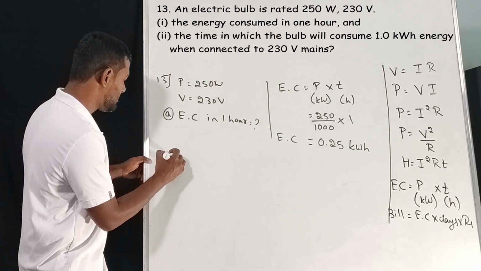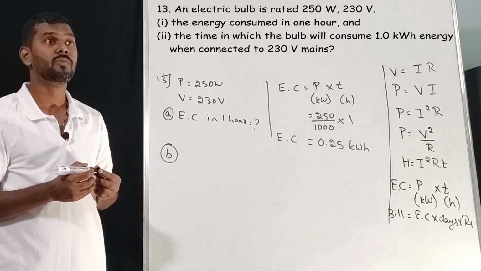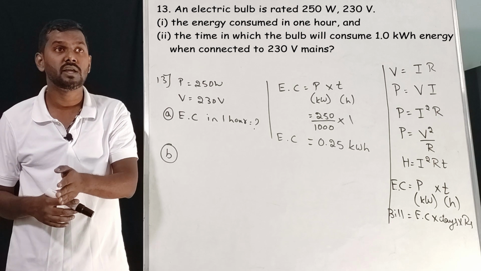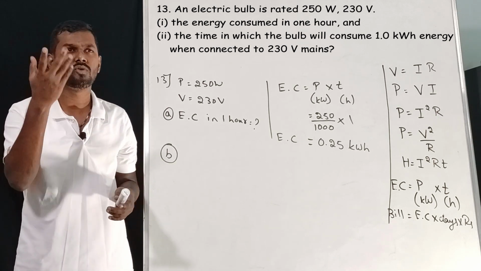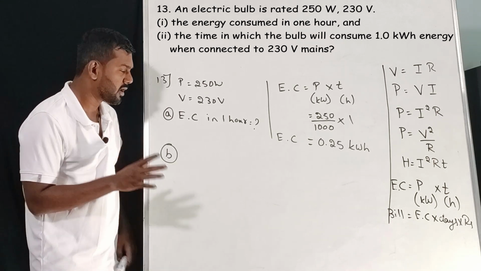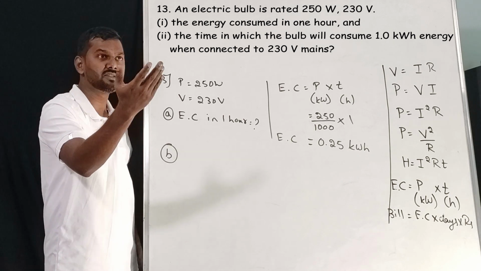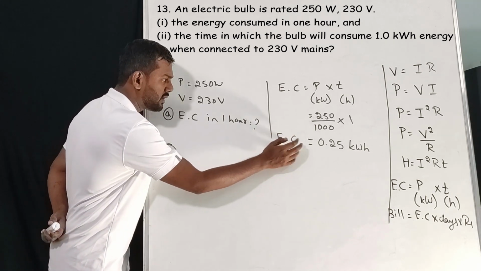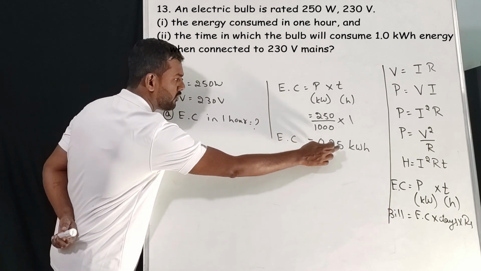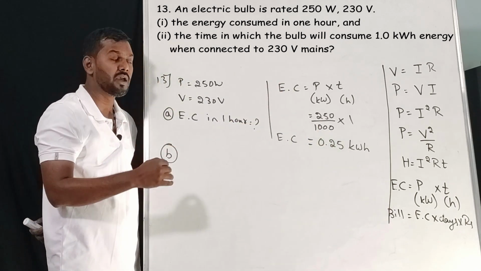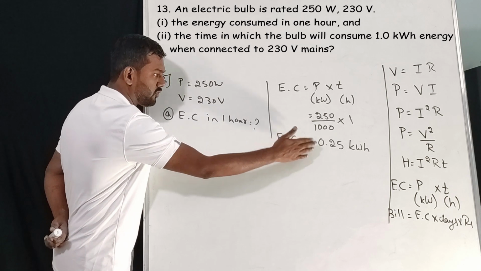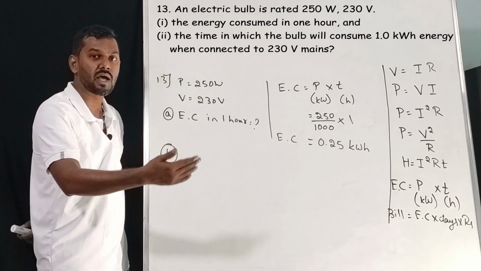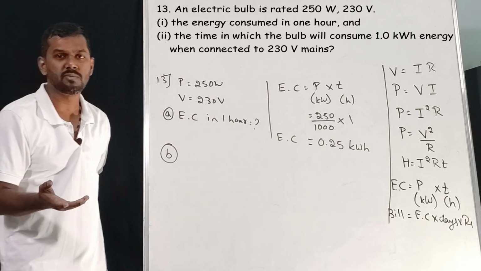Now we'll go for the second sub question. The time in which the bulb will consume 1 kilowatt hour energy when connected to 230 volts. Don't worry about this 230 volts. Now we'll talk about the energy and time. Listen, in 1 hour the energy consumption was 0.25 kilowatt hour. Now they are telling if this 0.25 kilowatt hour becomes 1 kilowatt hour, how much time it will take. Very simple.